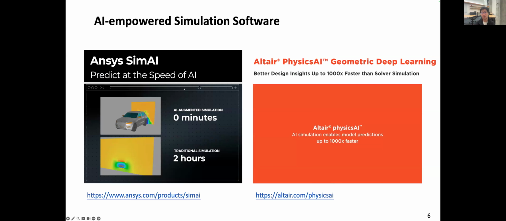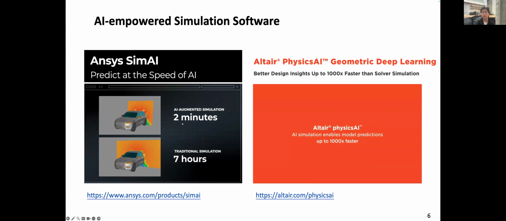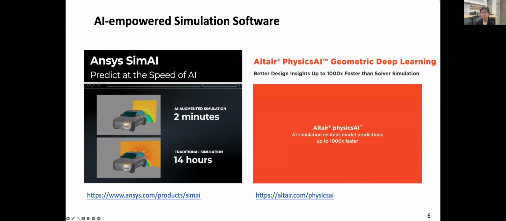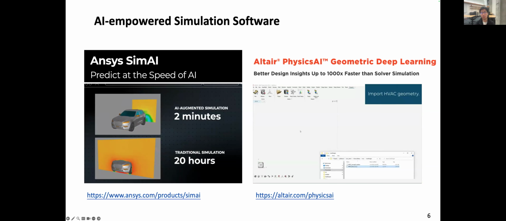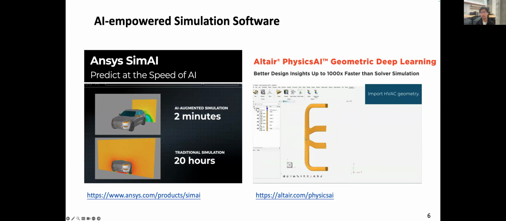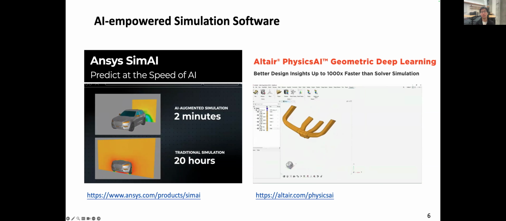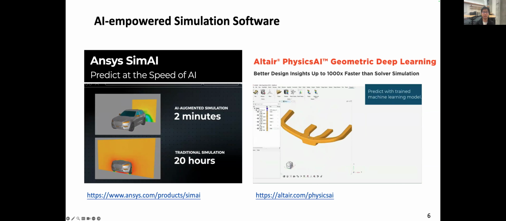And some neural PDE solvers have already been used in simulation software such as SimAI in ANSYS and Physics AI in Altair. Here are two introduction videos to present how this type of software works. Basically, they train a surrogate model based on several collected data, and then do fast inference to help design.